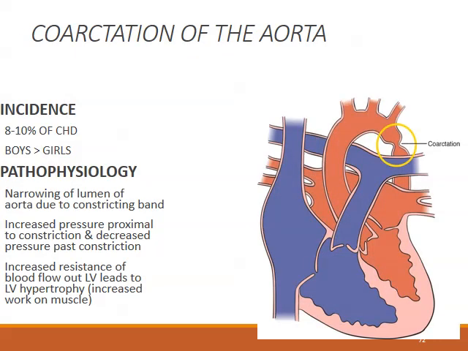Now, coarctation of the aorta, the incidence is about 8 to 10% of congenital heart defects. Boys are affected more than girls, and it's basically the narrowing of the lumen of the aorta due to a constricting band. This will increase the pressure proximal to the constriction and decrease the pressure past the constriction. Now, increased resistance of the blood flow out the left ventricle leads to left ventricular hypertrophy, or increased work on the muscle.